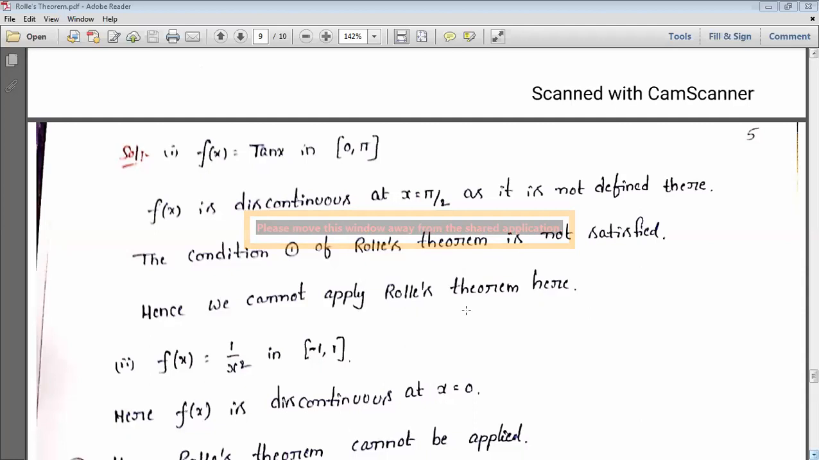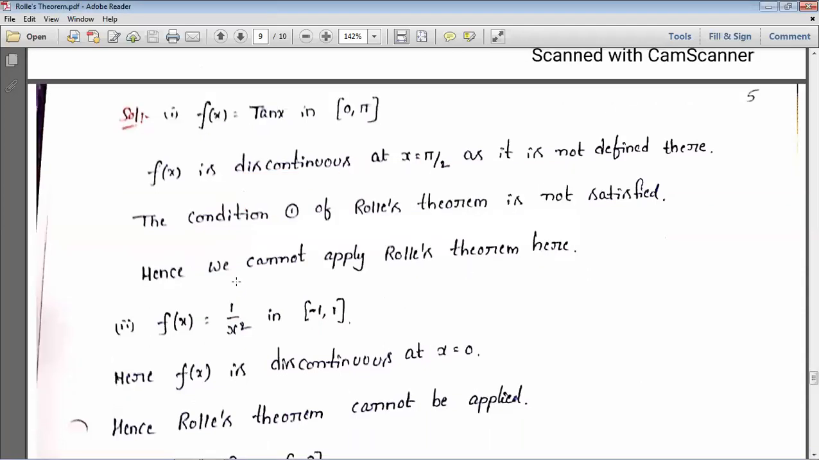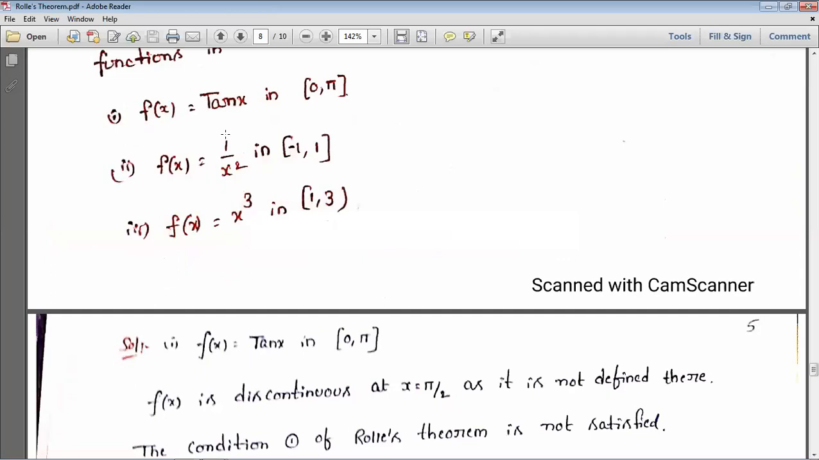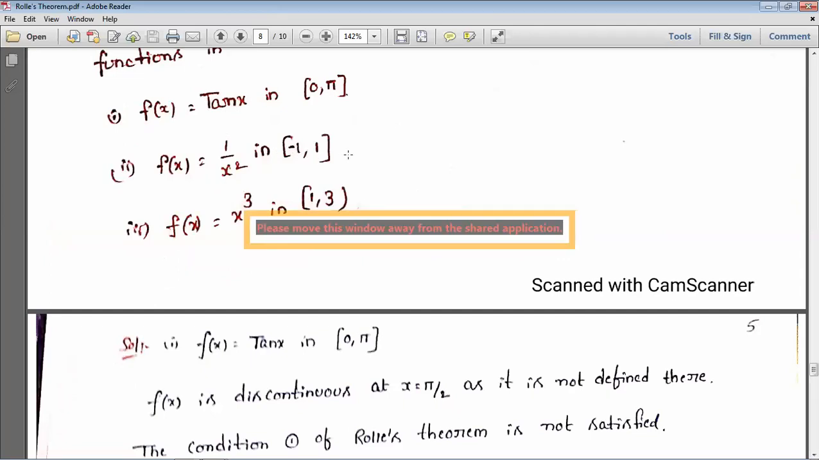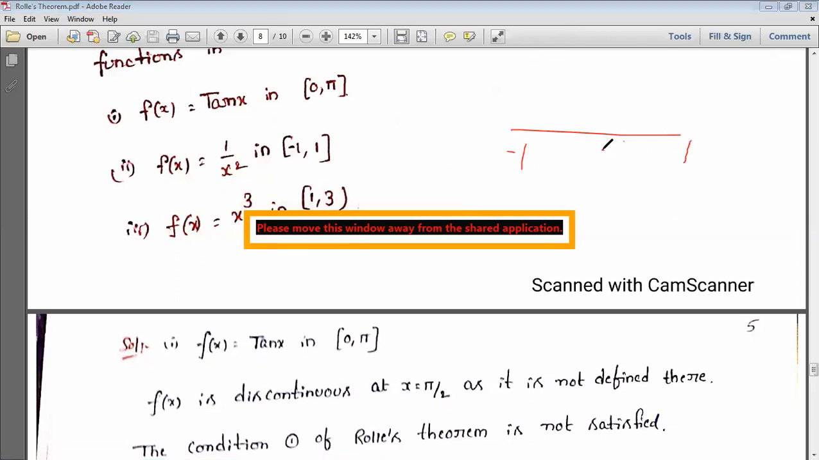Okay, next, let us see the second one. What is the second one? F of x is equal to 1 by x square in the interval minus 1 comma 1. Without even calculating, we can say where it is not applicable. We are taking the interval minus 1 to 1, as on a line. Obviously 0 also exists between this interval.